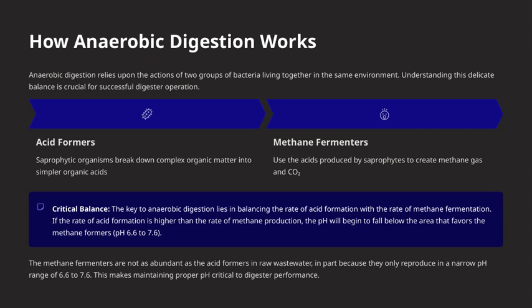If acids build up faster than the methane bacteria can convert them, the pH will start to drop. This is important because methane fermenters only thrive within a narrow pH range, roughly between 6.6 and 7.6. Since methane fermenters are less abundant in raw wastewater, maintaining the proper pH is crucial. If the pH falls outside this optimal range, the bacteria struggle to reproduce and do their job effectively. So, keeping that pH steady is essential for the entire process to work smoothly and efficiently.